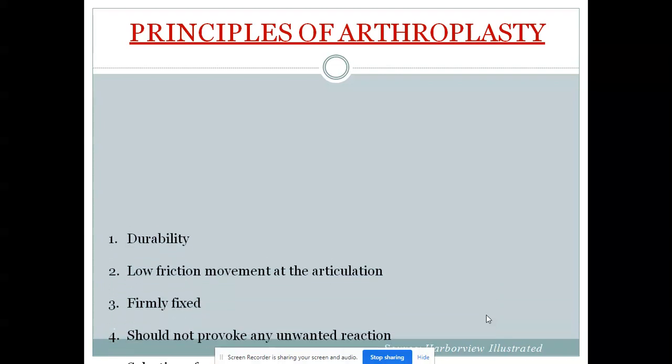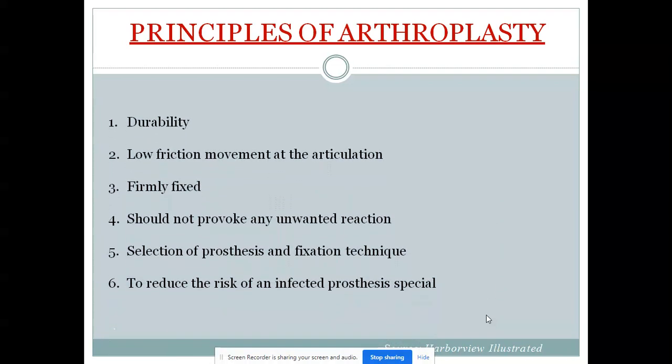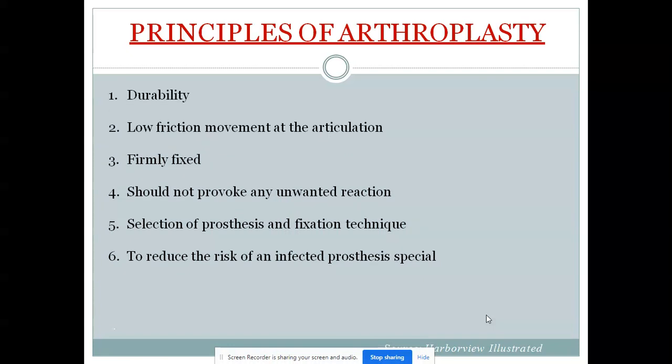First one, durability. When we are talking about principles of arthroplasty, we know metal implants are used to replace the original joint. So metal implants should have some durability so that they don't wear and tear easily after the operation is done. That is nothing but your durability.